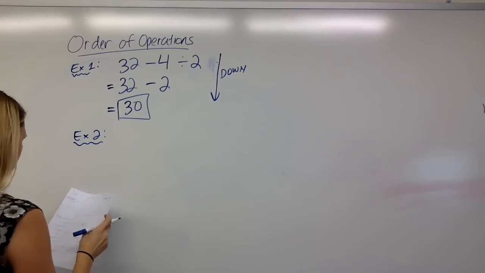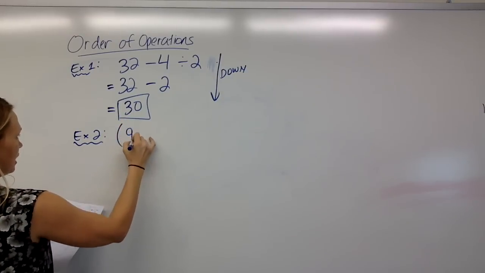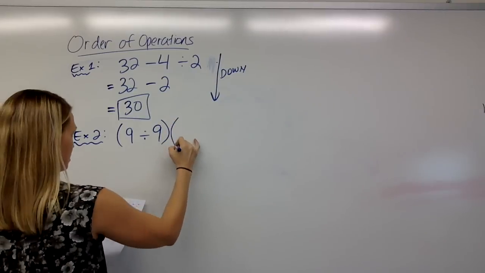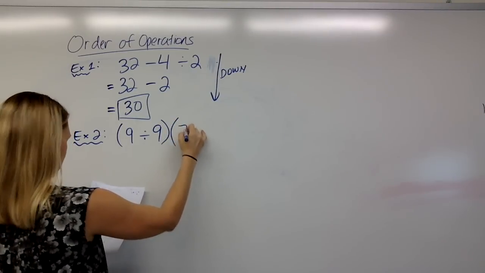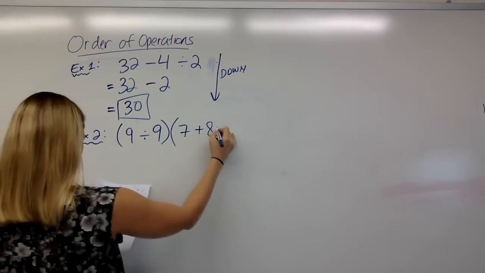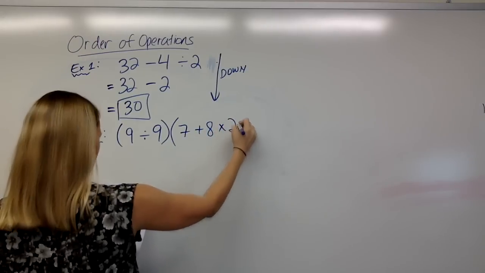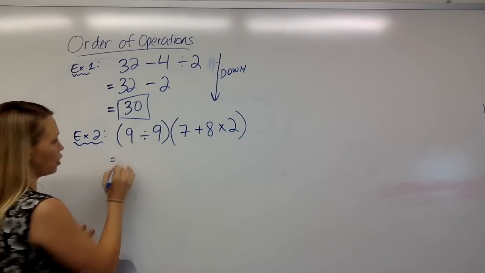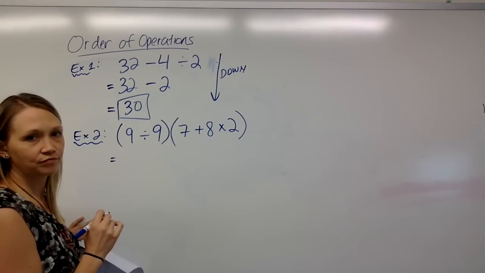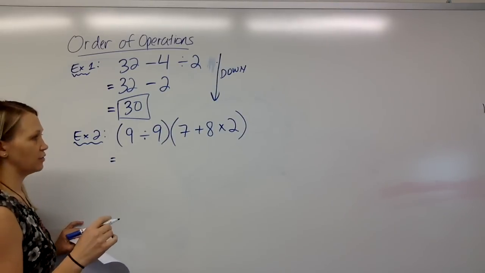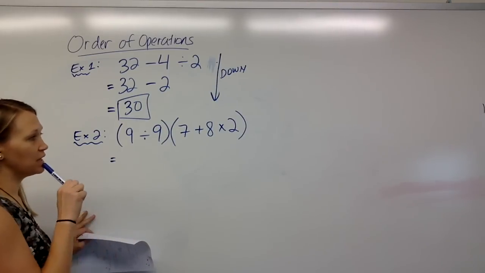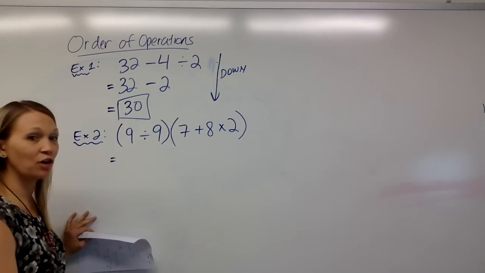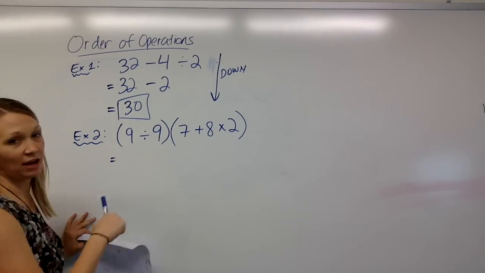Example 2, I have parentheses first, 9 divided by 9, end of parentheses, begin parentheses, 7 plus 8 times 2. So now again, we're going to show our work in a downward fashion. Pause here and try this on your own. If you tried this, thank you. All right, we need to do PEMDAS, order of operations. So what does P stand for? Parentheses. I do have parentheses.